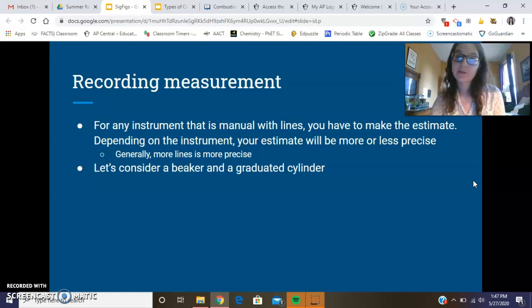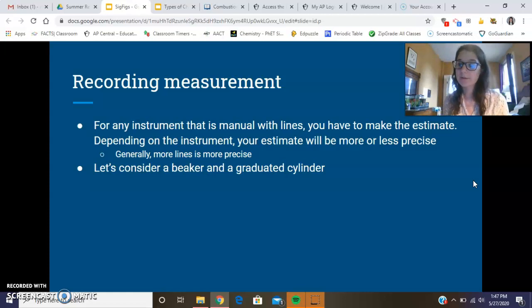For any measurement or instrument that has lines, like a manual instrument such as a graduated cylinder or a thermometer that's not digital, you have to make the estimate. So you have to say what you know and then estimate one place. Generally, more lines is more precise, but that's not necessarily true.